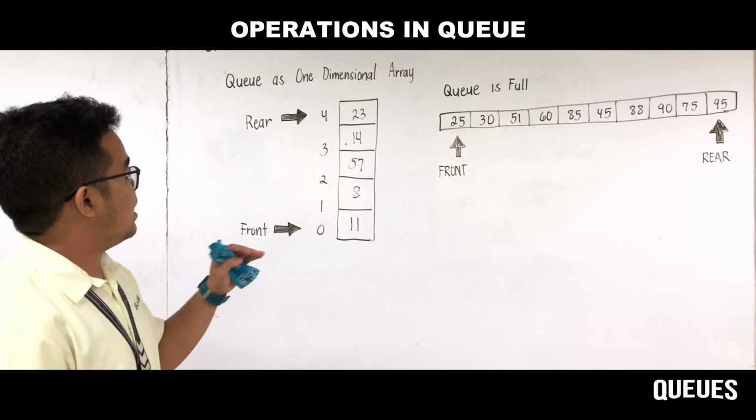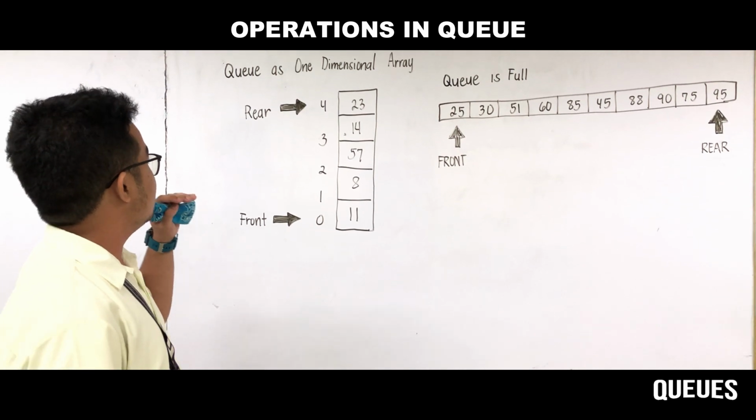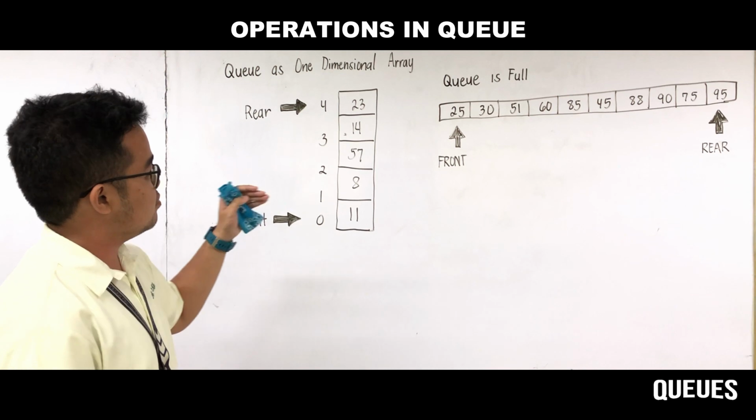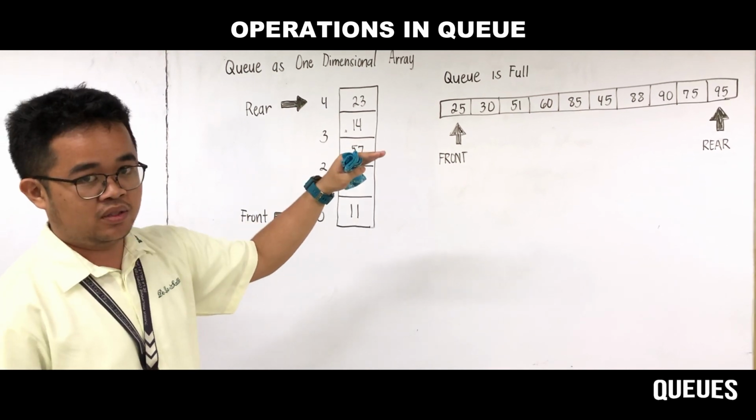A queue can be implemented using a one-dimensional array, which is used when the maximum queue size is known and the shifting of elements is negligible.